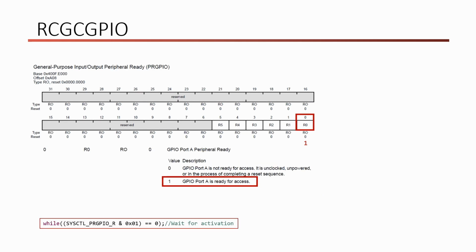The PRGPIO register indicates whether the GPIO modules are ready to be accessed by software following a change in status of power, run mode clocking, or reset. You need to implement again a while loop in order to wait for the GPIO port A activation.